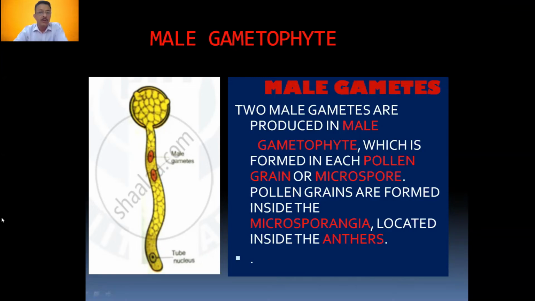Now, what is male gametophyte? Male gametophyte is a structure which is produced inside the pollen grain. It consists of a pollen tube. This pollen tube contains 2 male gametes and a tube nucleus. So this is called male gametophyte. It is produced inside the pollen grain.